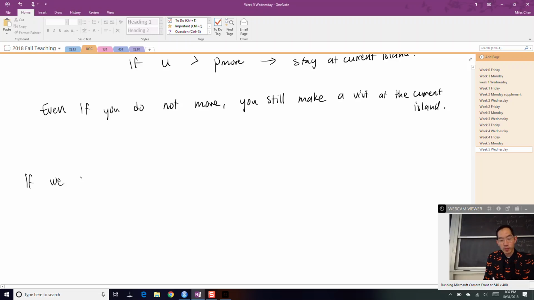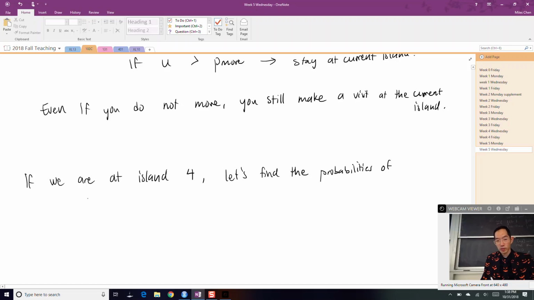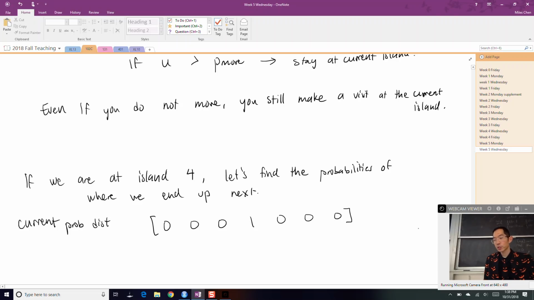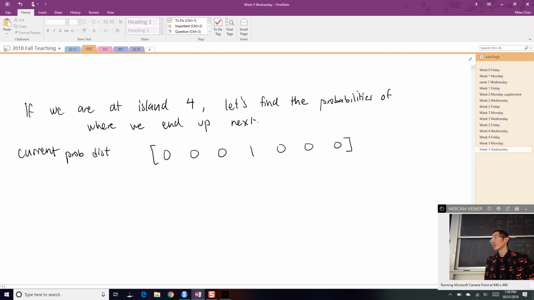So if we are at island four, okay. Let's find the probabilities of where we end up next. Okay, so our current probability distribution, if we're right now at island four, is going to be 0, 0, 0, 1, 0, 0, 0, across islands 1 through 7. Okay, this is our current distribution. There's a probability of 1 that we are at island four because that is where we are right now. Let's find the distribution of where we might end up tomorrow, okay?